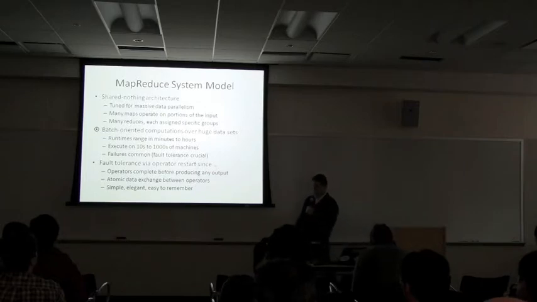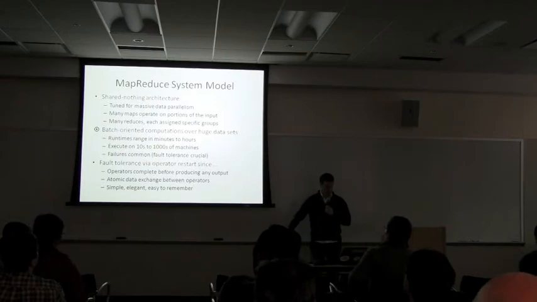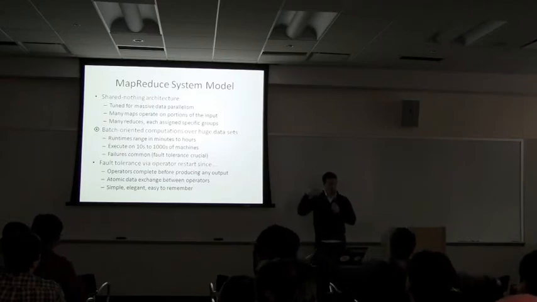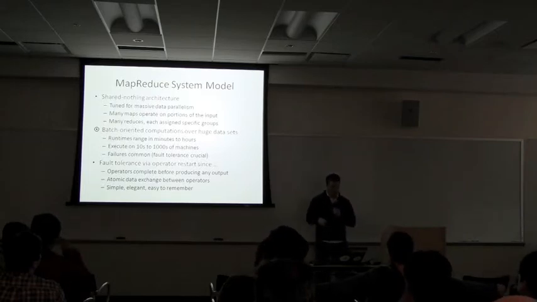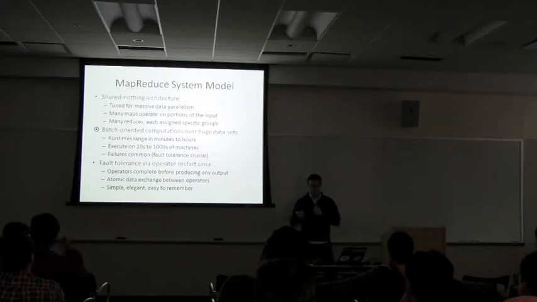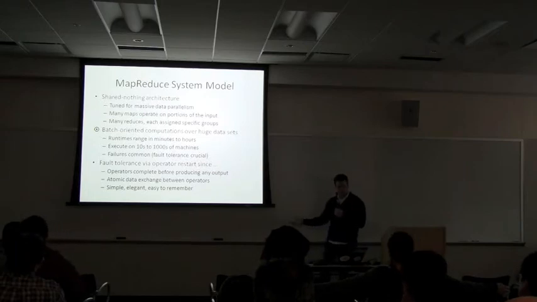And the fault tolerance model in Hadoop is quite elegant. It simply says when an operator dies, just restart it. We can do this because operators complete before producing any output. And there's an atomic data exchange protocol in between operators. Simple, elegant, easy to remember.